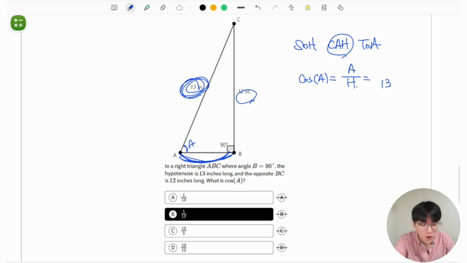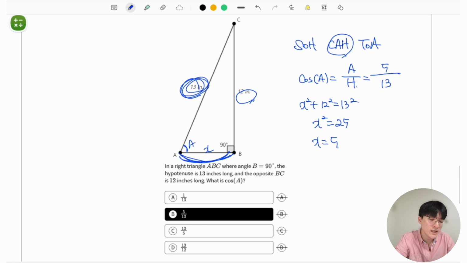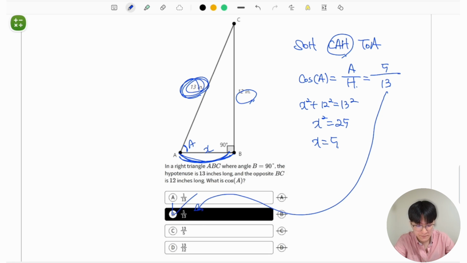However, we know Pythagoras' theorem. So let's just say adjacent is x. X squared plus 12 squared is equal to 13 squared. 12 squared, 144. 13 squared, 169. Take away those two values, we get x squared is equal to 25, and therefore x is equal to 5. Now we're all done. So adjacent is equal to 5. So cosine A is 5 over 13. Answer choice B.